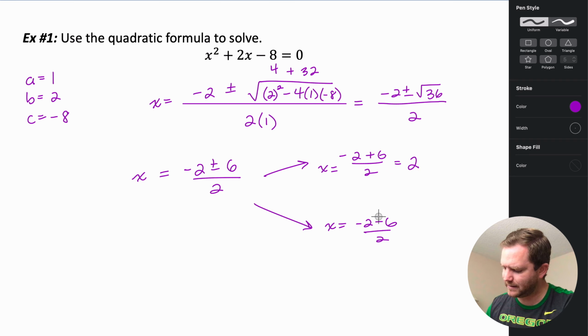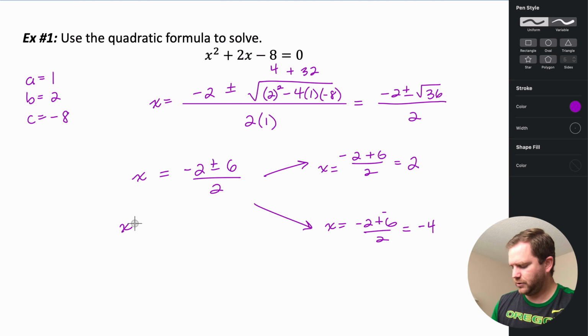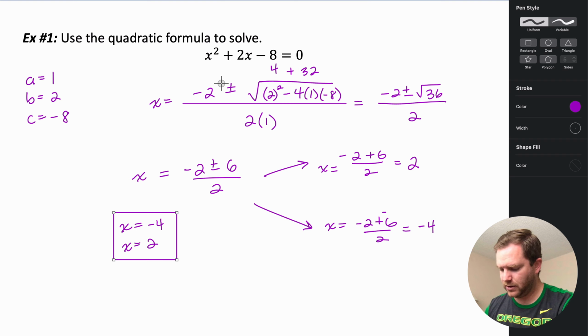Negative 2 minus 6, so we can think about this as adding a negative. So negative 2 plus negative 6, that's negative 8. Negative 8 divided by 2 is going to be negative 4. So then our 2 solutions would be x equals negative 4 and x equals 2. So those would be the solutions to this.